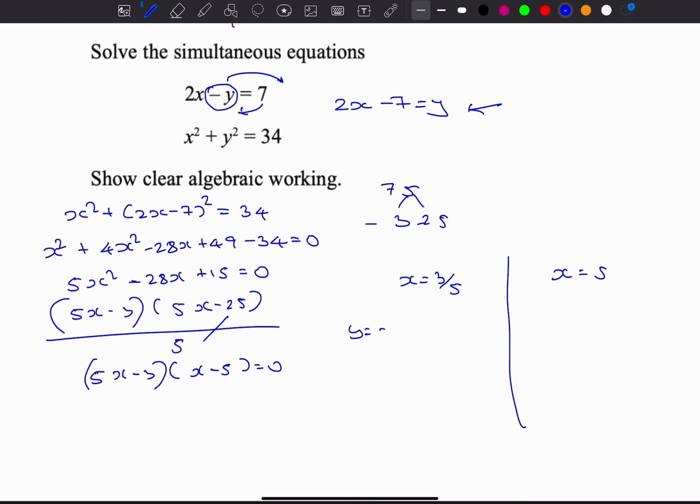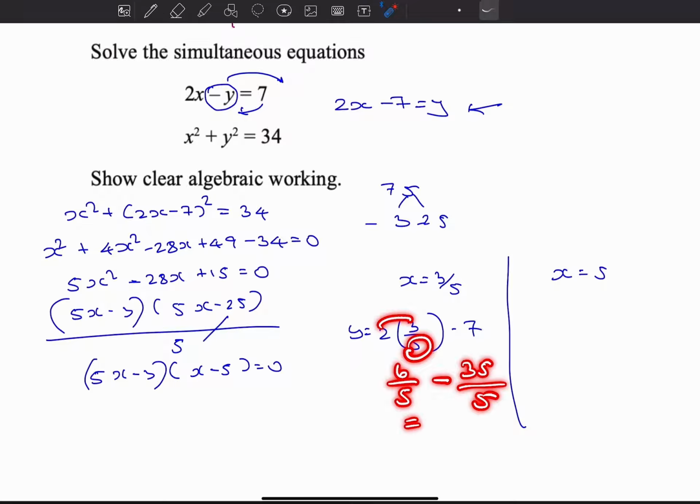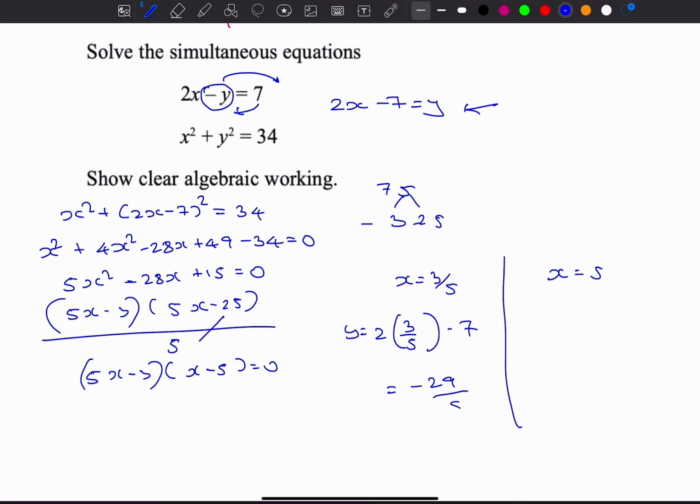Y is what? 2 bracket 3 over 5 minus 7. So 2 times 3 is 6 over 5 minus, remember you want it out of 5, so 35 over 5, minus 29 over 5 then. Minus 29 over 5. Learn to do it in your head now, right? Okay. Y equals 2 bracket 5 minus 7. That's 10. Y is 3. Simple.